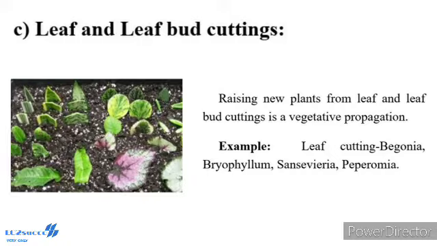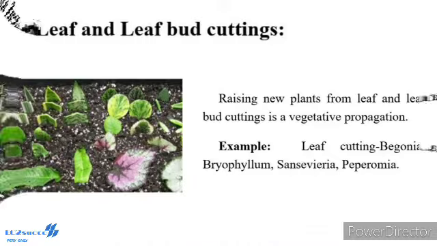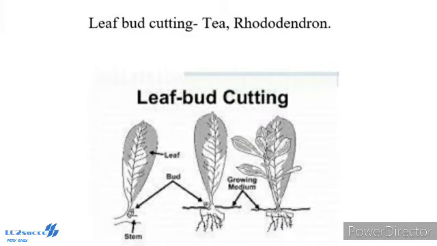In Sansevieria, the long tapering leaf is cut into sections 5 to 8 cm long. When the leaf pieces are inserted three-fourths of their length in sand, a new plant forms after a short period. Another one, leaf bud cutting. Leaf bud cutting consists of the leaf blade, petiole, and a short piece of stem with an attached axillary bud. The axillary bud gives rise to the shoot, and roots are produced from the basal end. Examples: tea, rhododendron.